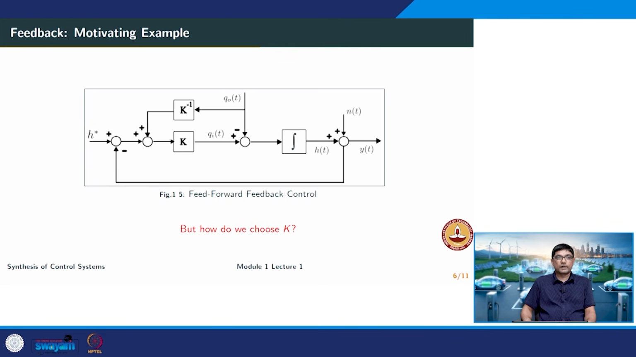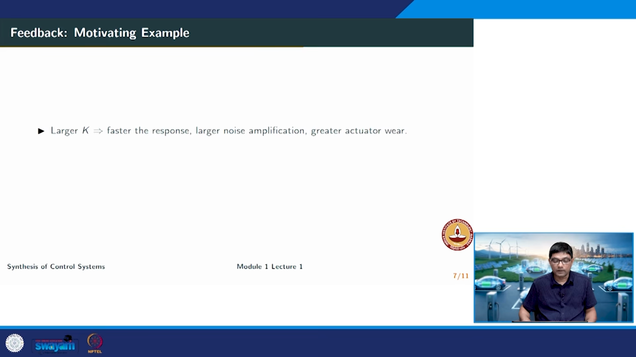The next question, therefore, is how do we choose the K? How much do I open the tap? Typically, if I want to fill it fast, I open the tap to its full throttle. So, with larger K, the tank will fill faster. Of course, in signal terms, it may have larger noise amplification, and in terms of a motoring action, if I am always running my motor or my scooter at full throttle, it may lead to actuator wear. That is something practical which I want to keep in mind.